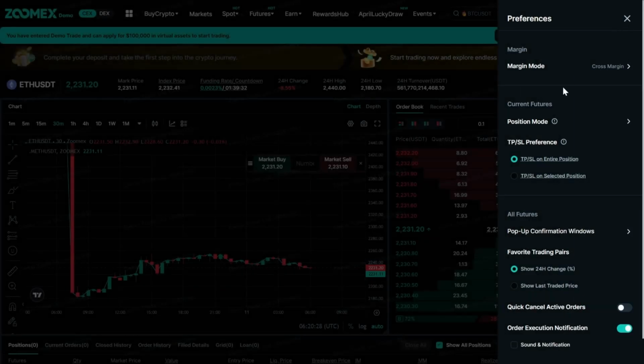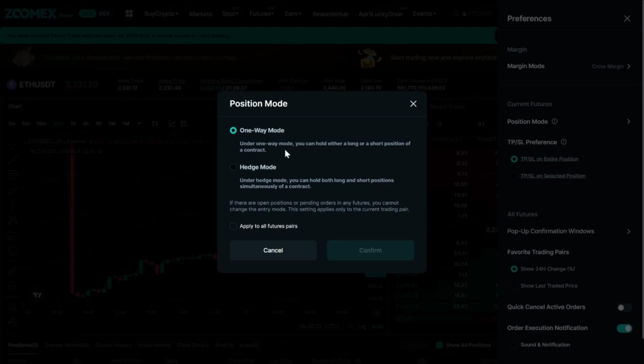For position mode, we have one-way mode and hedge mode. With one-way mode, you can only have one position per pair, either long or short. While as with hedge mode, you can hold both a long and a short on the same pair at the same time. So let's say you want to open up a long on Bitcoin. With one-way mode, you can only have a long, you can't have a short. And hedge mode, you can place a long and a short, potentially hedging your position.